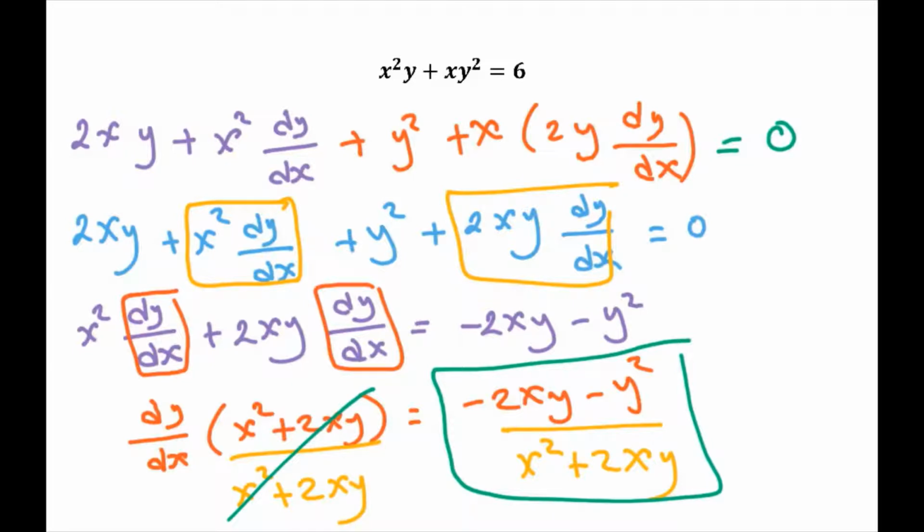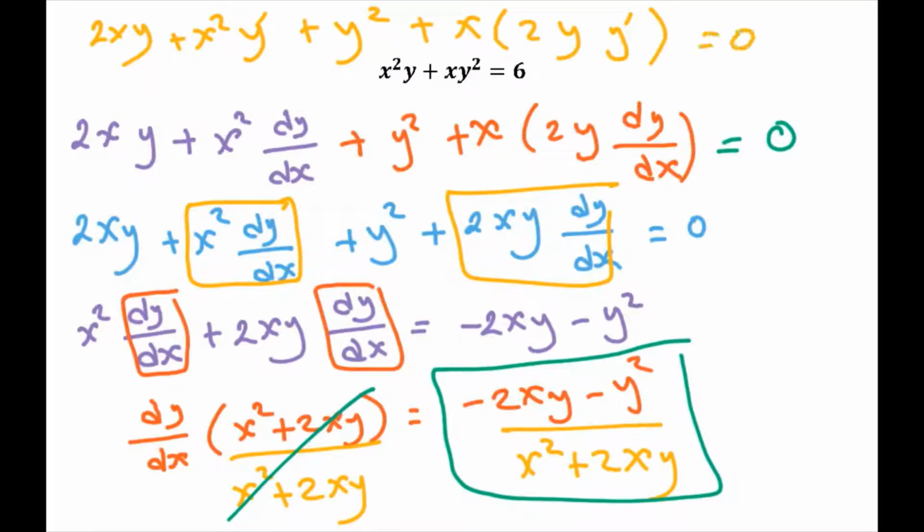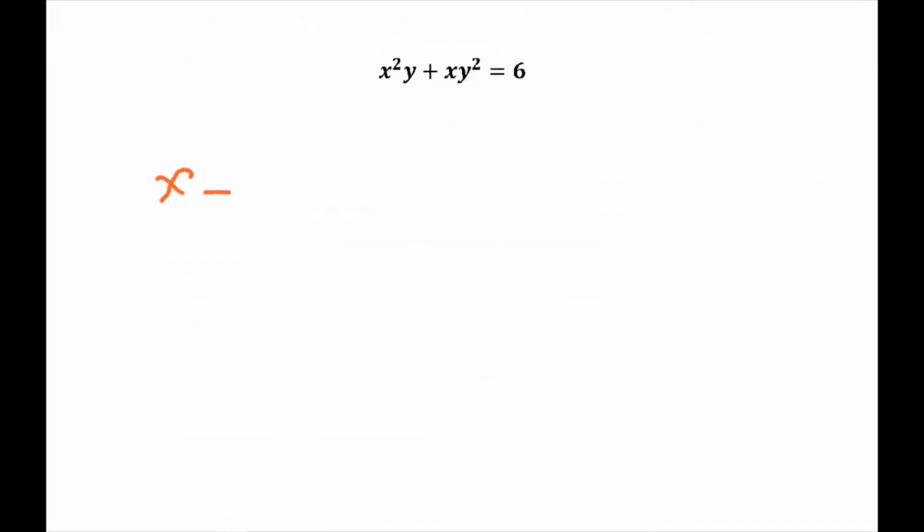Also, you might get confused because sometimes instead of dy over dx, I can use y prime. So from the beginning, I could say 2xy plus x squared y prime plus y squared plus x times 2y y prime. I could do that equals 0. So instead of using dy over dx, I could use y prime.